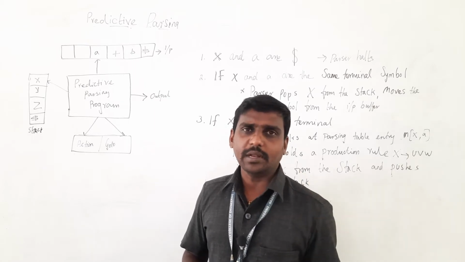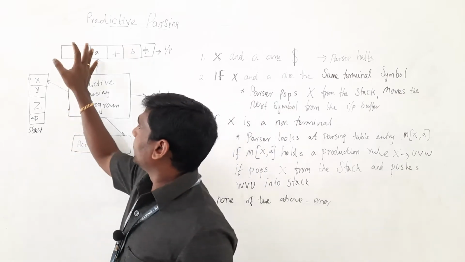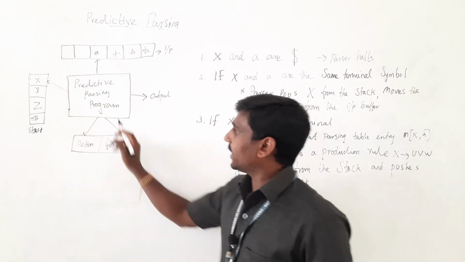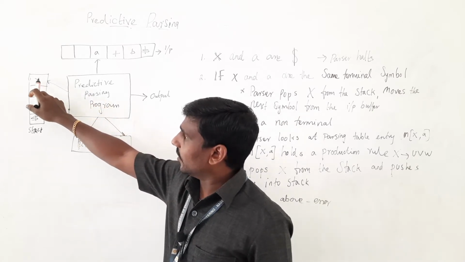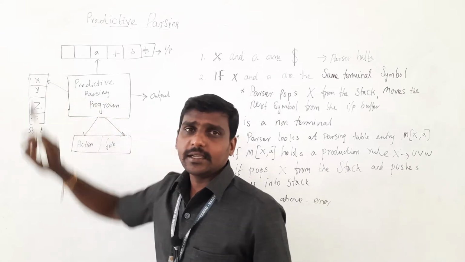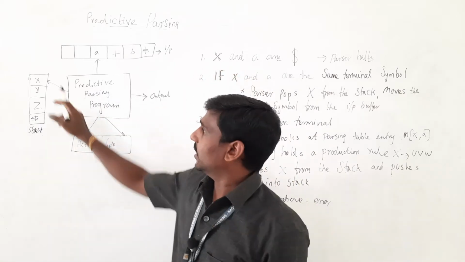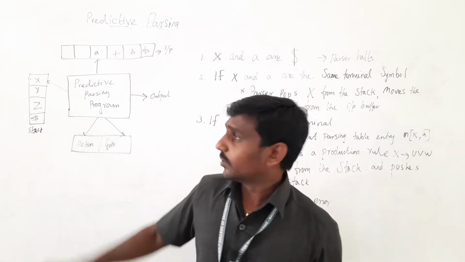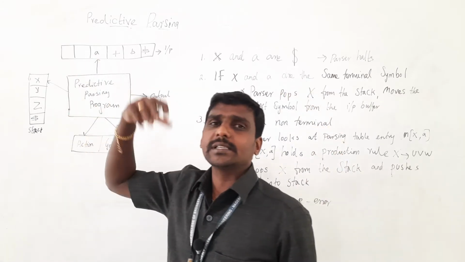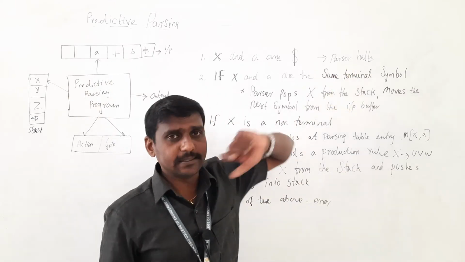Non-terminals mean variables, capital letters, okay, and the input symbol is a symbol. And how this algorithm works is: if the top of the stack is X, that means one variable, and the input symbol is a, it represents the dollar, or end, which means the parser halts and exits, okay.